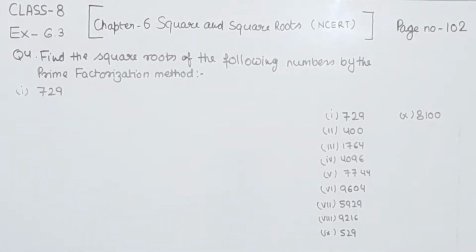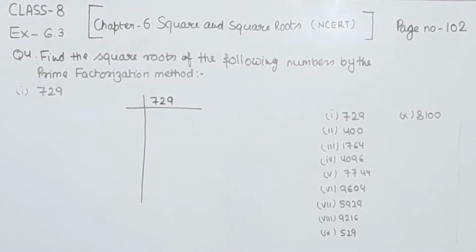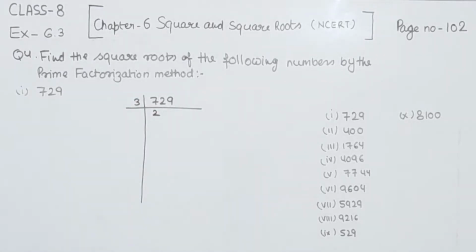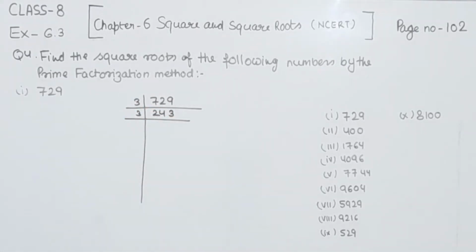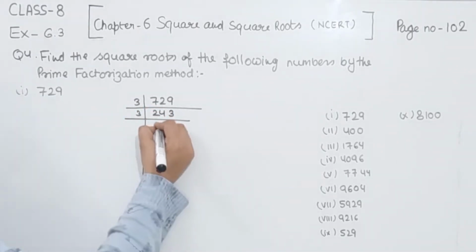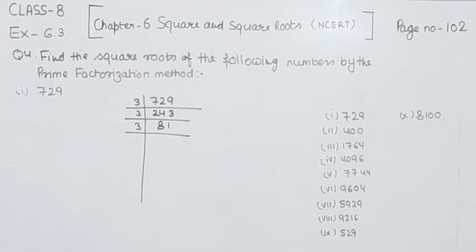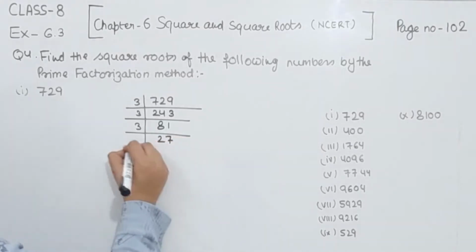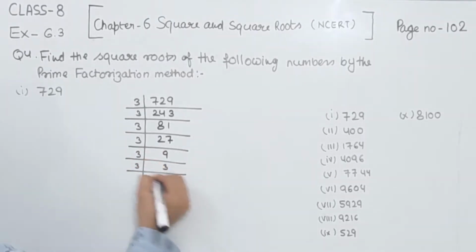First of all, we are going to prime factorize the number 729. This is the number we have, 729. We start with 3. 3 2s are 6, remainder 1, 3 4s are 12 and 3 3s are 9. Now again with 3: 3 8s are 24, 3 1s are 3. Now again we divide by 3: 3 2s are 6, remainder 2, 3 7s are 21. The 3 9s are 27, 3 3s are 9 and 3 1s are 3.